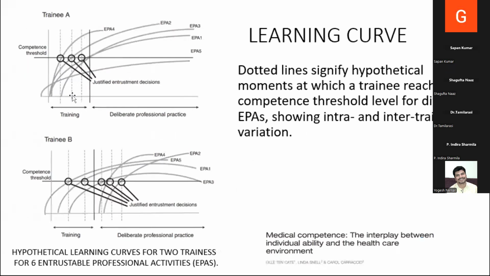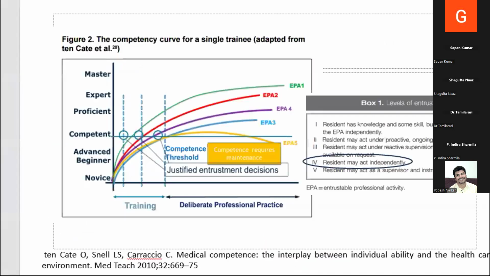According to a study, two types of trainees were taken, during the training and after the training finished, and six different tasks were given. As you can see, trainee B is somebody who is a slow learner. This is practically possible, as not everybody can be equally efficient in all tasks. People become competent at different points in time. This is just a hypothetical learning curve of two different trainees for six different tasks, and this is the practical scenario.